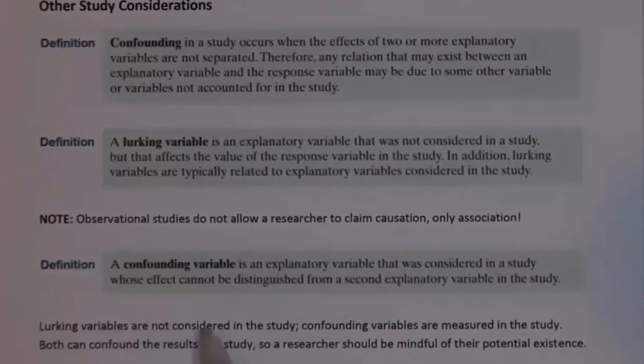A confounding variable is an explanatory variable that was considered in a study, but whose effect cannot be distinguished from a second explanatory variable in a study. So again, we call that a confounding variable. So for example, if we want to look at acceptance into a select college, as part of that, we include maybe IQ and we include high school GPA in our study. So we're looking at an individual's IQ, an individual's high school GPA, and then we're also looking at acceptance into a select college.